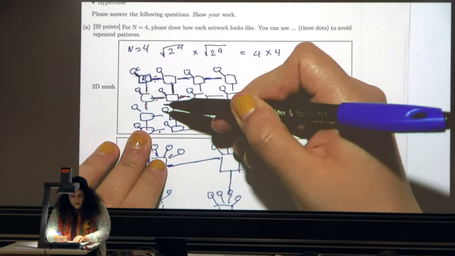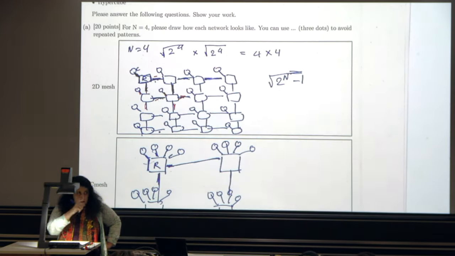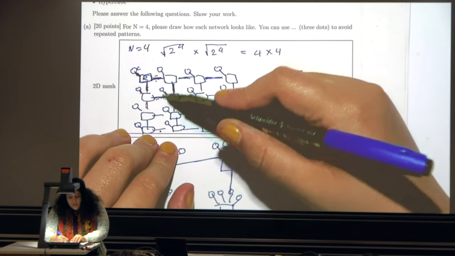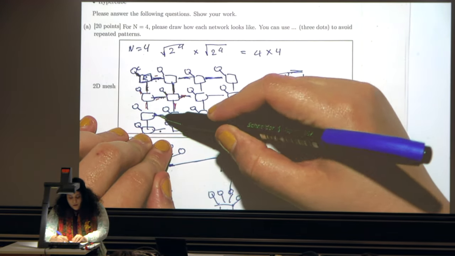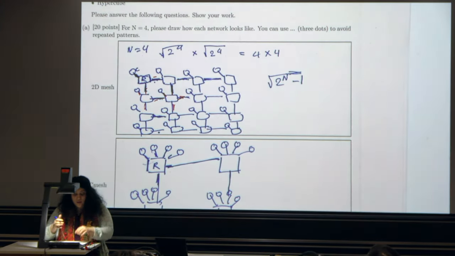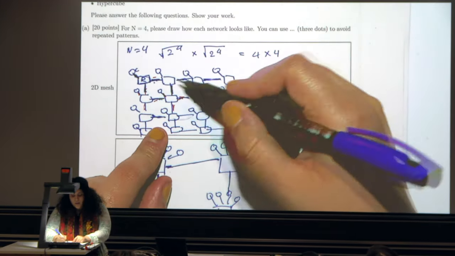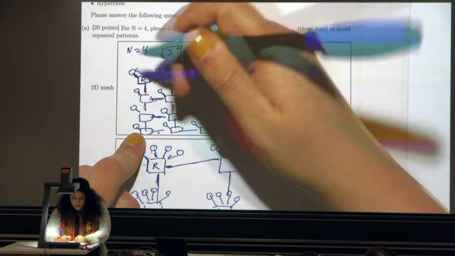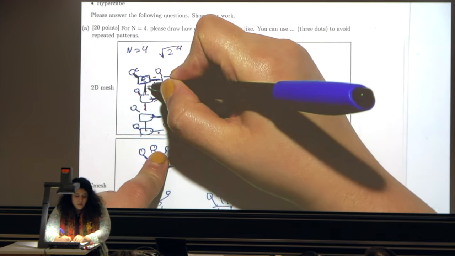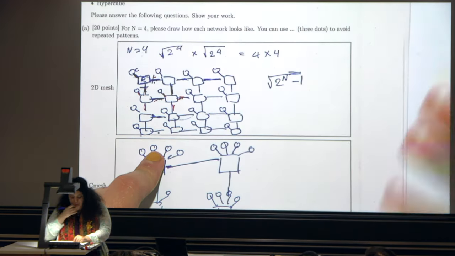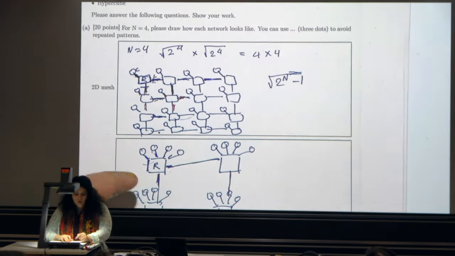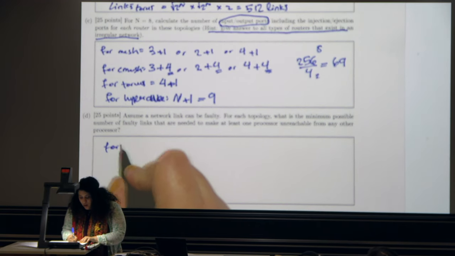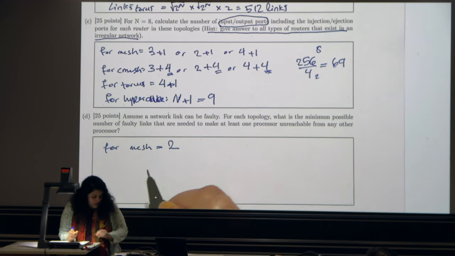So here, let's get back to this part and we discuss your question after. So we want to see how many of the links should be faulty in order to make a processor isolated. So intuitively, the nodes that are at the middle have a lot of links connected to them, so they have a better life. So the worst life goes to these nodes in the corner, because if these two links get disconnected, then there's no way to reach them from any other node. So here for mesh, the answer would be 2.